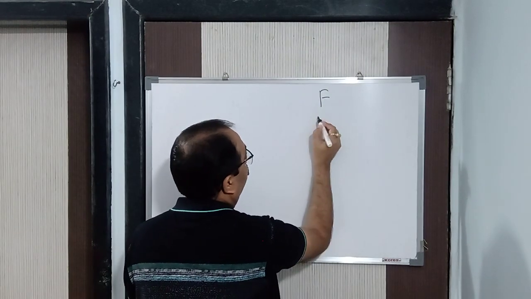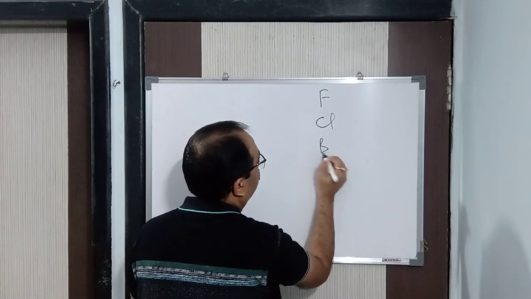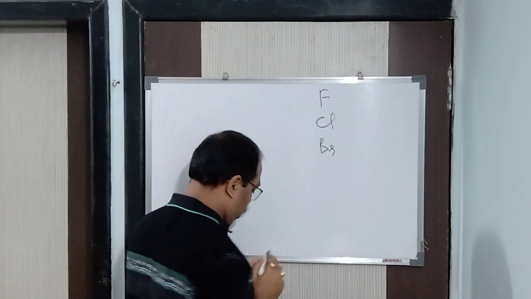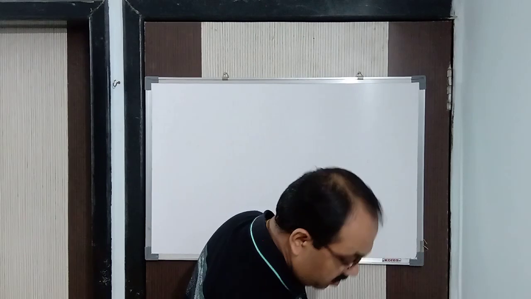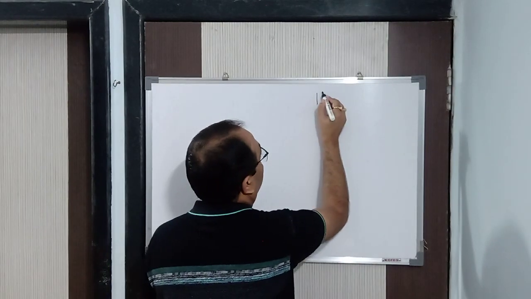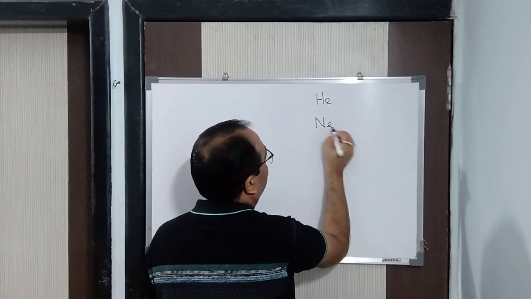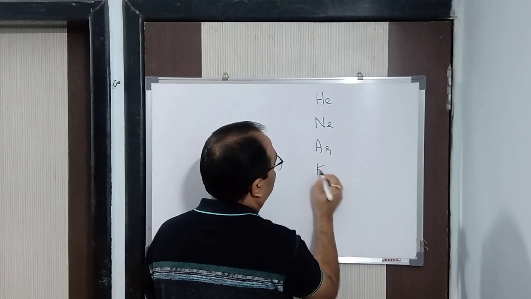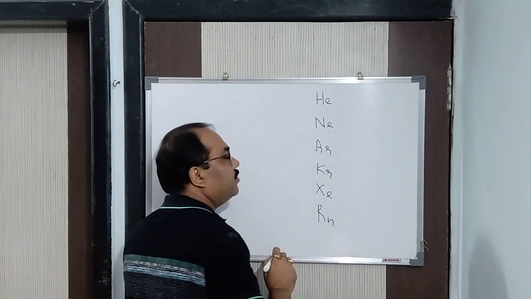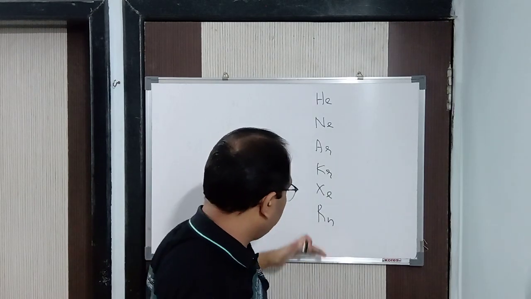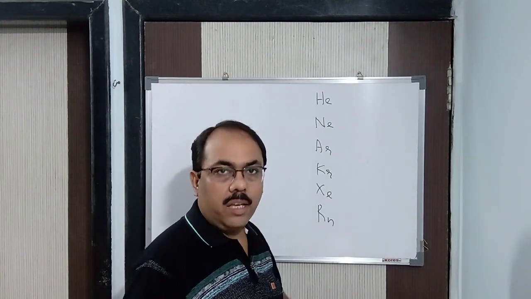That is fluorine, chlorine, bromine... no, sorry, I am very sorry. I am writing the noble gases, not halogens. That is helium, neon, argon, krypton, xenon, radon. So first you write them down serially. That is the inert gases.